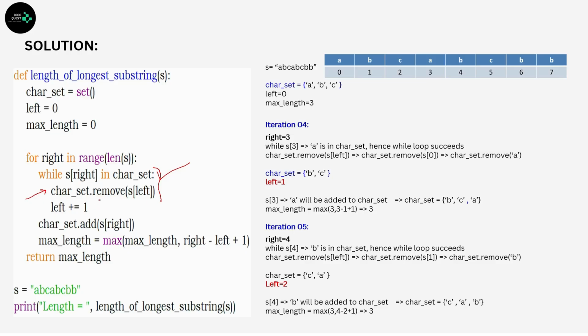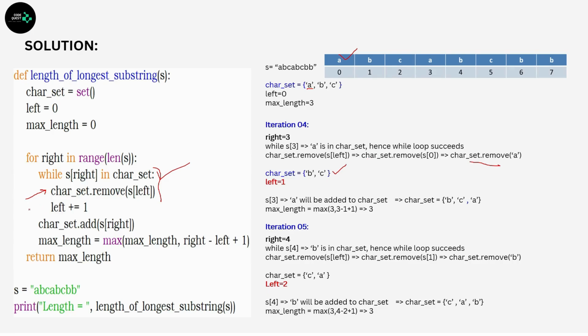So what does this remove function do? It is going to remove one element from the set. But which element are we removing? S of left. What is left as of now? 0. So S of 0. S of 0 means what? That is A. S of 0 is your A. So A will be removed from the set. As a result, what happened? After removal of this A, your set is left with only 2 elements, that is your B and C.